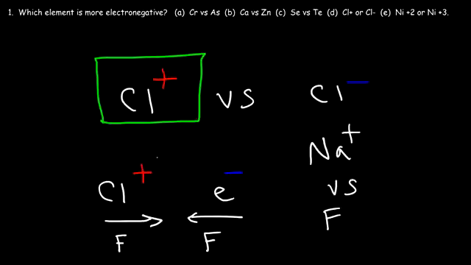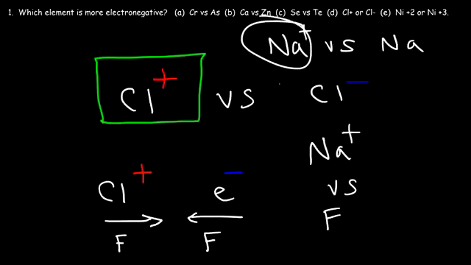However, when you compare, let's say, the sodium ion versus the sodium atom, when the element is the same, we should expect that this one should be more electronegative than this one. Even though none of them really wants an electron, the one that has a positive charge is usually more electronegative than the neutral atom if the element is the same. But if the element is not the same, then it's a whole different story.